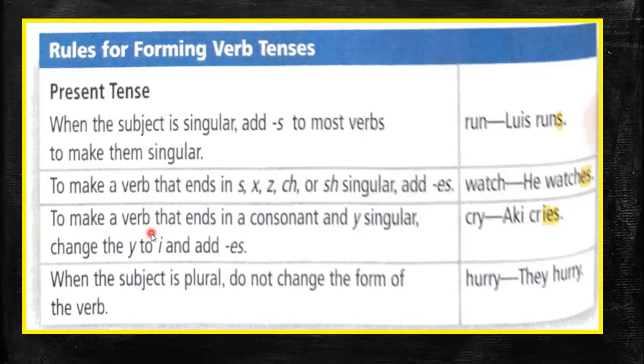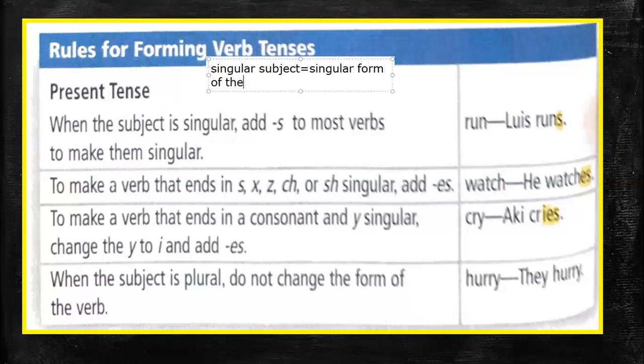Rule number 3, to make a verb that ends in a consonant and Y singular, you change the Y to I and add ES. Again, the reason why they're saying to make a verb that ends in a consonant and Y singular is that we're trying to change the verb into its singular form because we're working with singular subjects. See, the subject is singular. So if you have a singular subject, you need to have the singular form of a verb. So singular subject means that you need to have the singular form of the verb, okay?